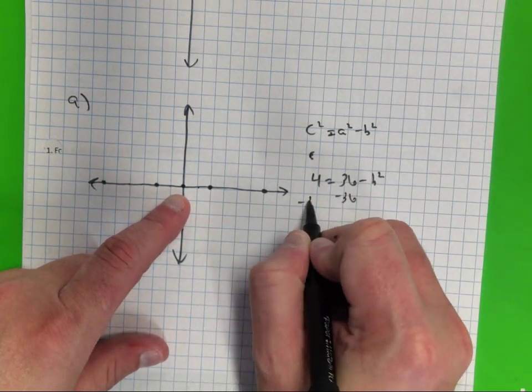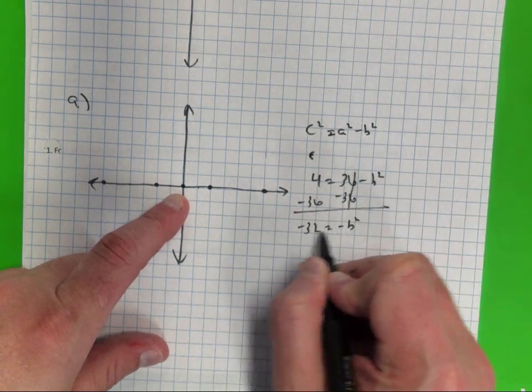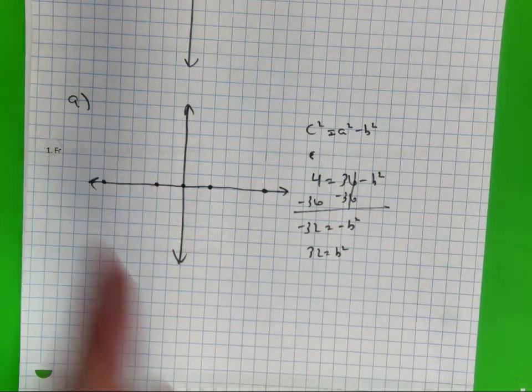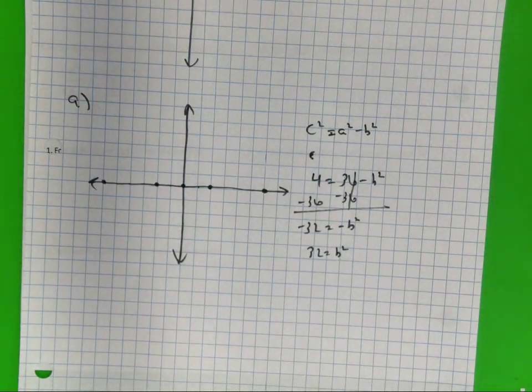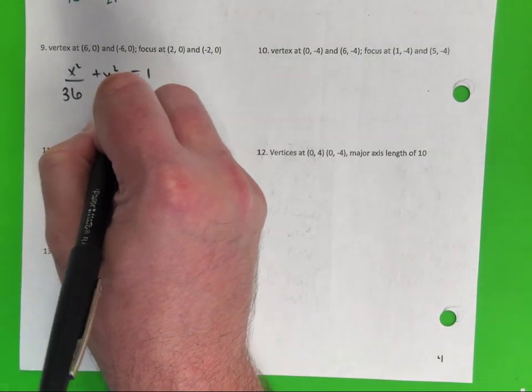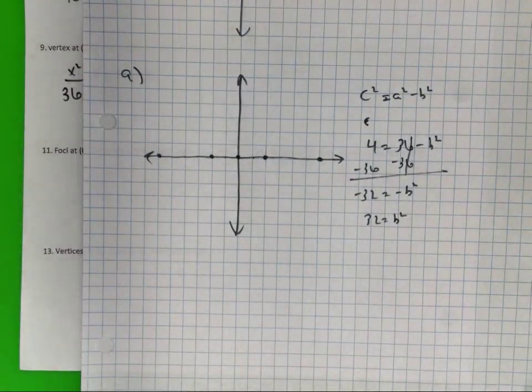Move this over. Negative 32 equals negative B squared. The negatives cancel out. 32 equals B squared. Should I take the square root of that or just input 32? Input 32 because I want the B squared. Yes. That's in between on the major axis, in between the center and the vertex.